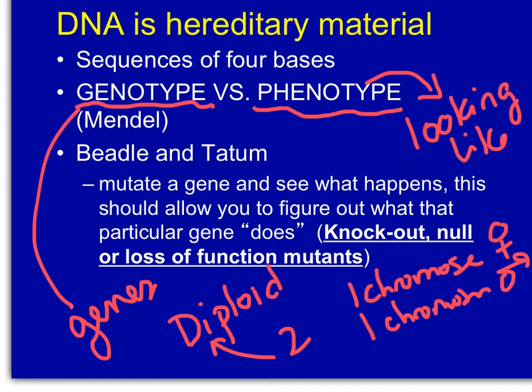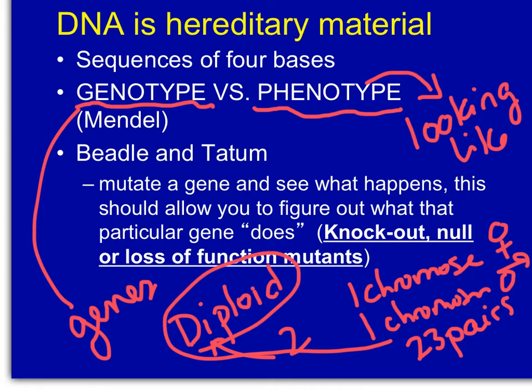Now there are some odd circumstances where that's not exactly true. Okay, there are some XXY and XYY individuals. All right, but in general, you have 23 pairs of chromosomes. And that means you are diploid for every single gene, meaning you have 2 of every single gene.